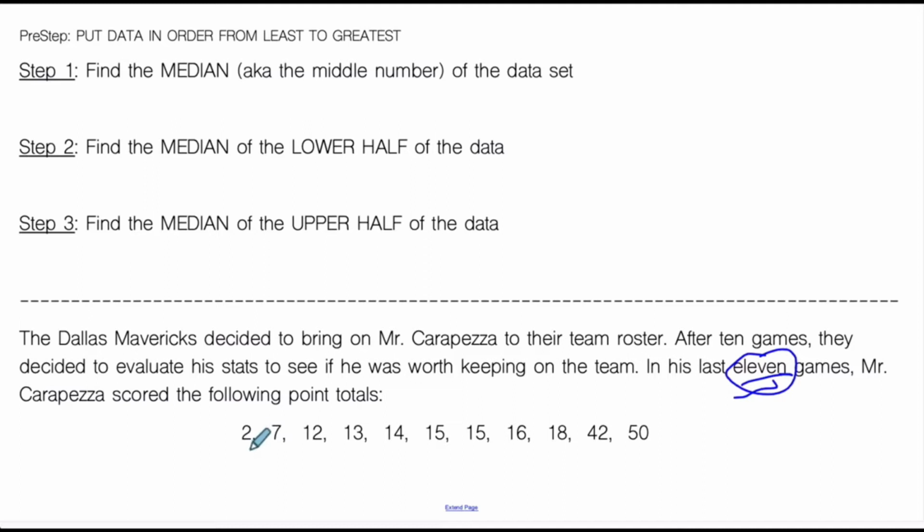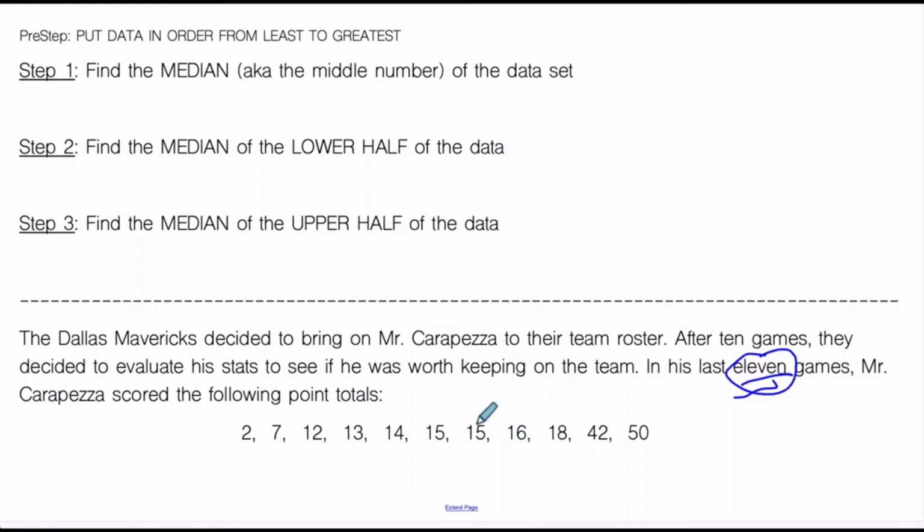I had a real stinker. I only scored 2 points. I had that big, awesome game where I scored 50 points, and then there's a lot of stuff in between. And we're going to break this into quartiles. So step 1. Pre-step, put the data in order from least to greatest.